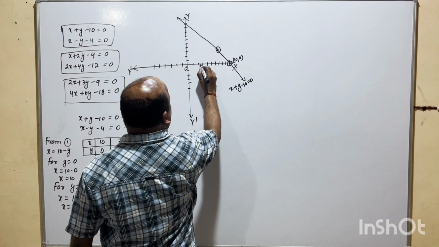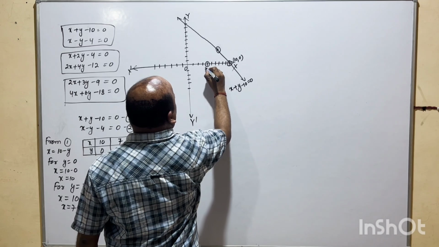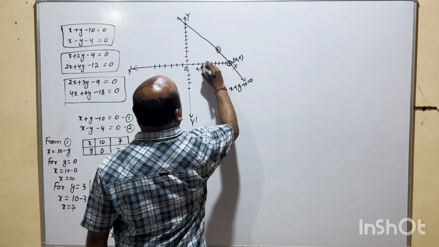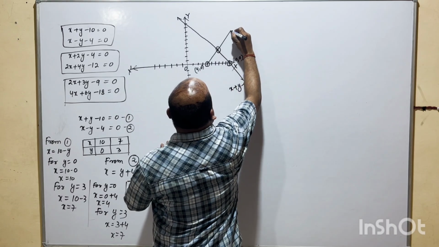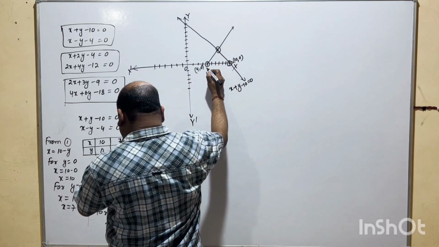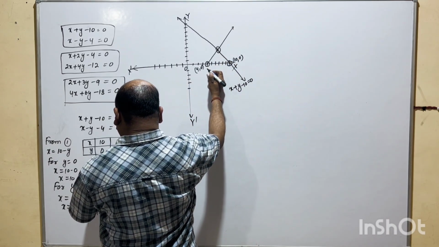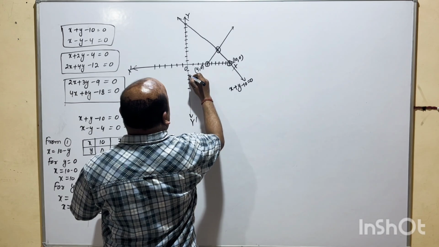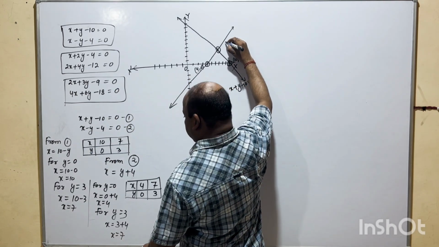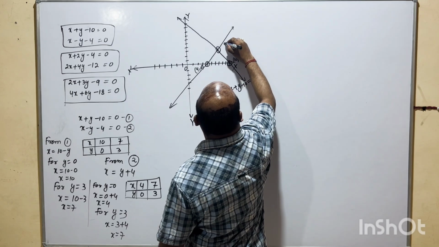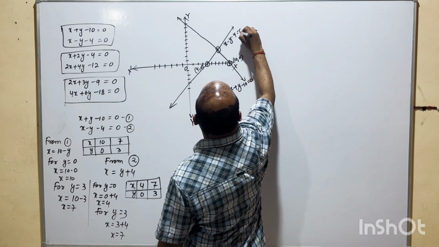4, 0. 1, 2, 3, 4. This is 4, 0. 4, 0 and 7, 3. So this is 7, 3. Okay. So this equation name is x minus y minus 4 equal to 0.